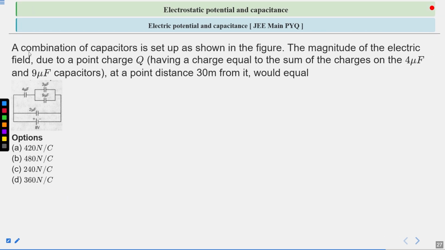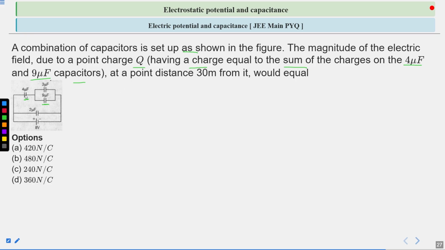So next question: a combination of capacitors is set up as shown in the figure. The magnitude of the electric field due to a point charge Q, having a charge equal to the sum of charges on the 4 microfarad and 9 microfarad capacitors, at a point a distance 30 meter from it would be equal to? So this type of network is shown. We have a point charge Q, and this Q is equal to the sum of charges on both these capacitors, 9 microfarad and 4 microfarad.